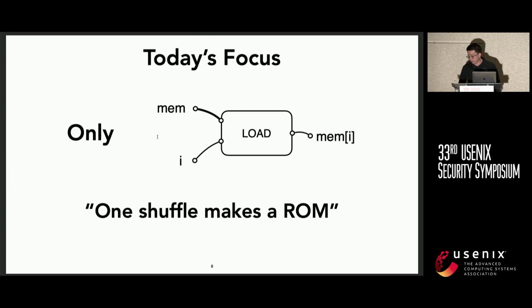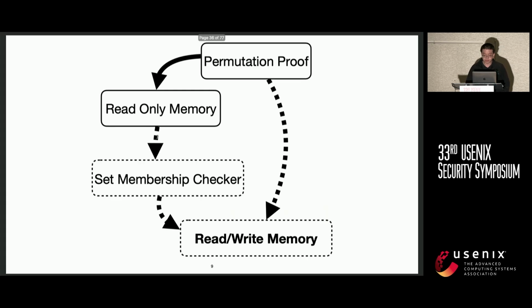So let's get into some technical details. Unfortunately, due to time limitations, I won't be able to present the full technical details here, but I want to show you how you can use one shuffle to make a read-only memory. Then we just want to support load gate, not store gate. And I'm going to give you some hints how you can upgrade this into a ZK RAM finally. So let's start with the permutation proof.